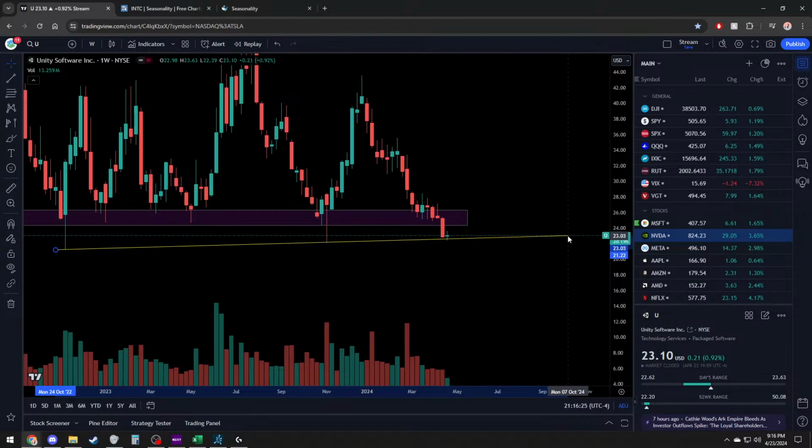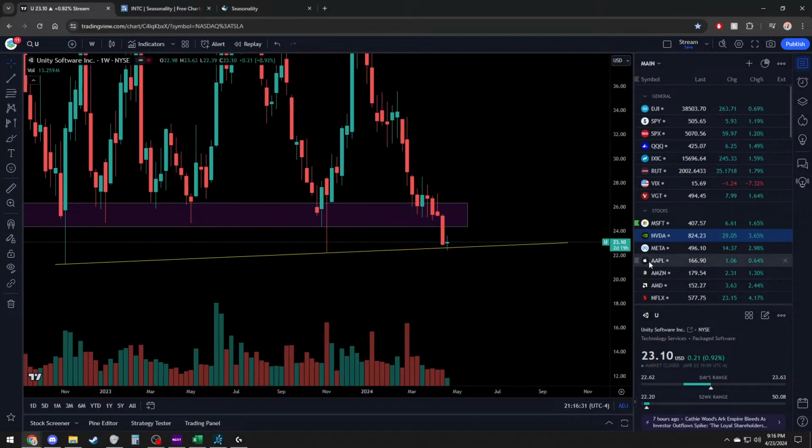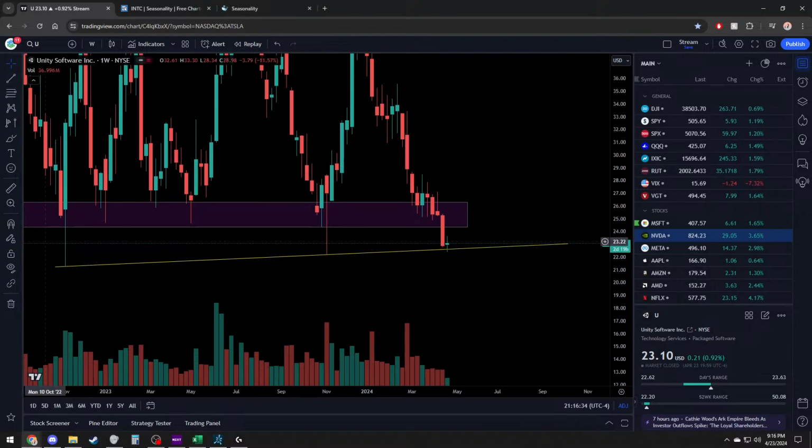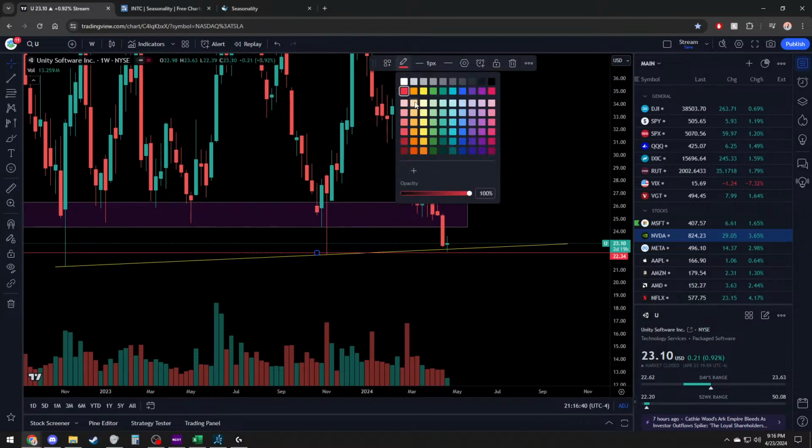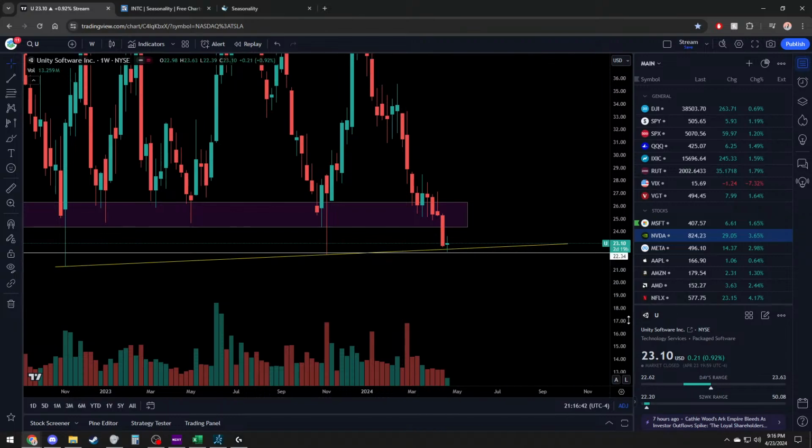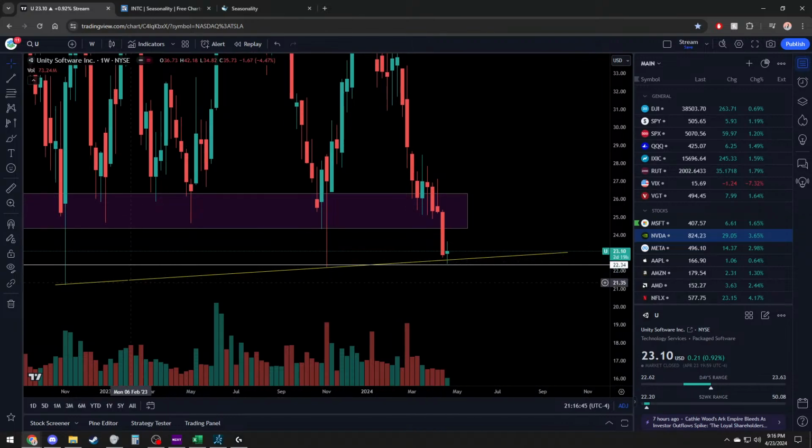Unity's trying to find support. Now, I'm not saying this trend line is the Bible, but this is an area to watch. Down here, this like $22 area. Where did this price come down to? Low of 21. So what I would be watching for is a volume spike here. That's what I'd be looking for on Unity.